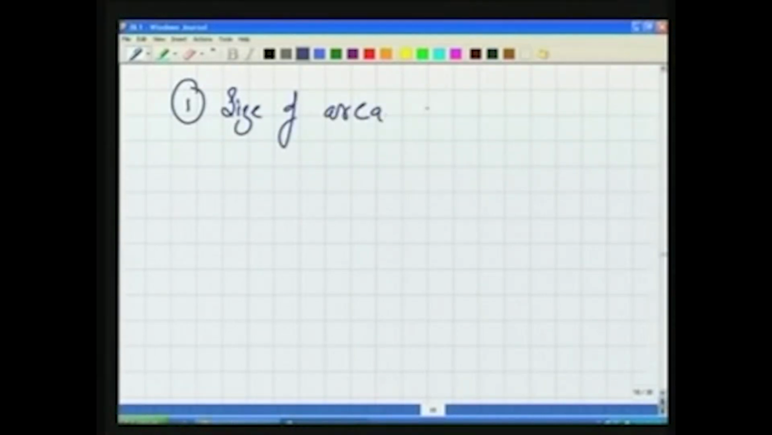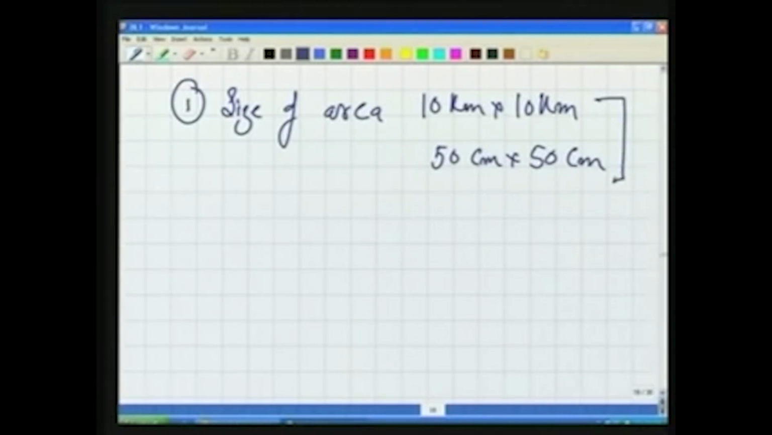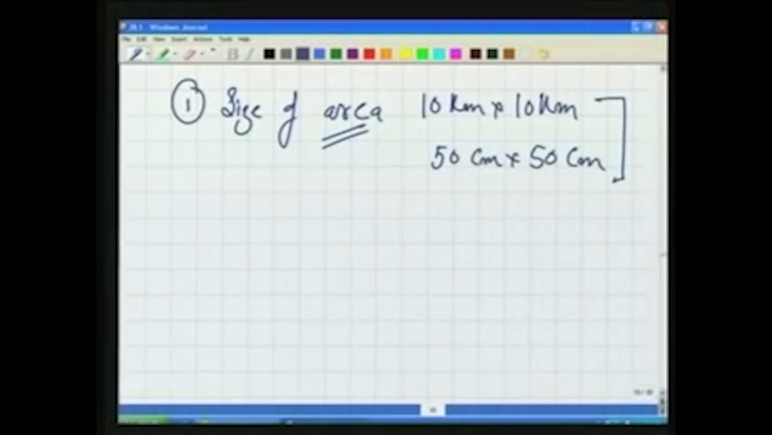If there is an area, for example, 10 kilometer by 10 kilometer, and you have a plotting sheet of, let us say, 50 centimeter by 50 centimeter as the plotting area, what will be the scale? You can find the scale. But this is not the only criterion by which the scale is decided, the size of the area. Many times, the significance.